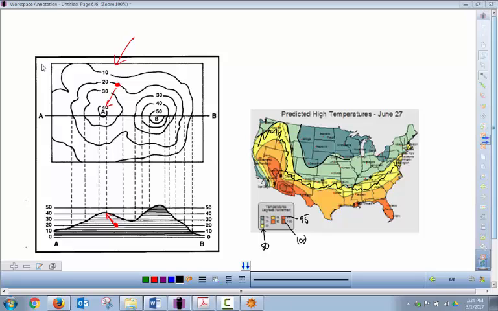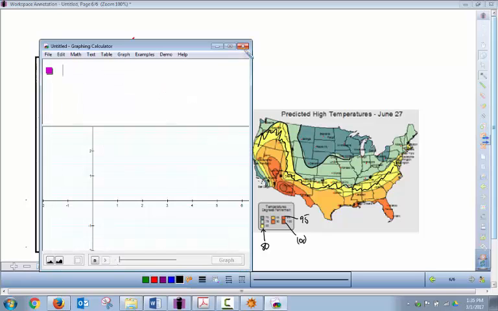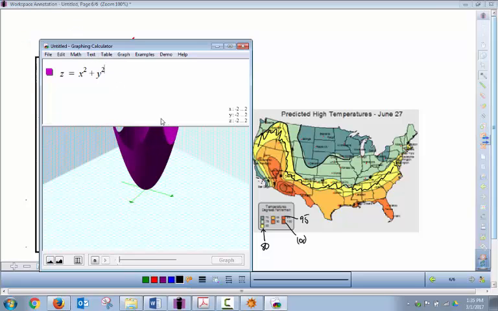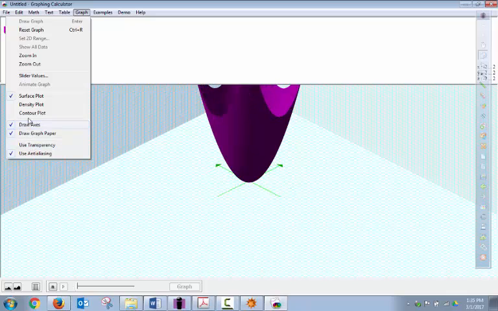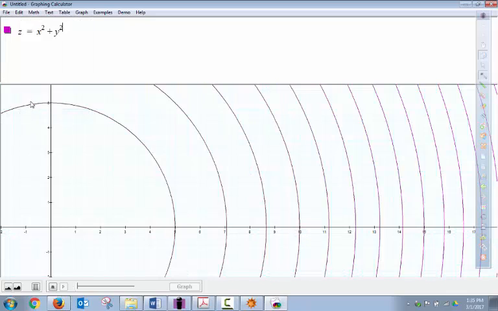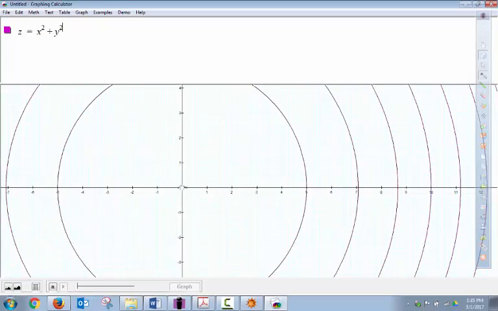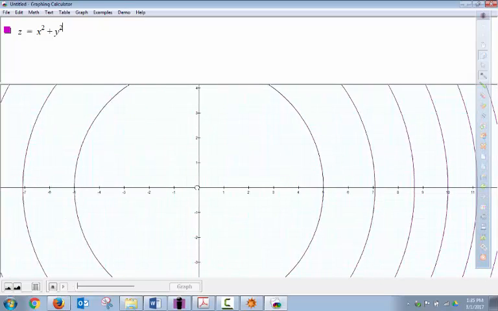Now, a lot of programs that can draw things in 3 dimensions or maybe even 2 dimensions can also have contour maps. So if I graph this, it's going to show a picture of that paraboloid, but we can also take a look at the graph as a contour plot. And your contour plot would be, as we saw, concentric circles.